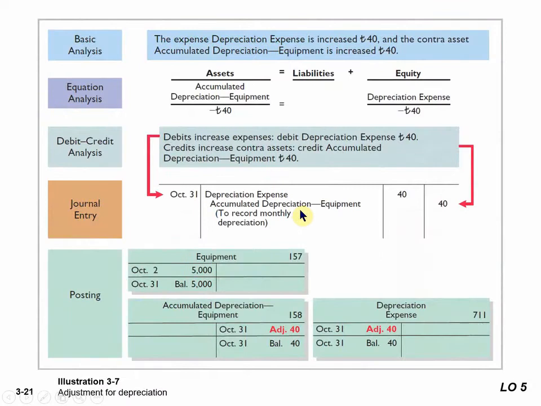Now, that's why you can see that the equipment is balanced on the debit, but the accumulated depreciation is balanced on the credit. So it has the opposite side. The asset balance normally will be on debit, but accumulated depreciation, because it's a contra asset, its balance will be on the credit. So now for the accounting period, which is the month of October, there will be an expense of 40.